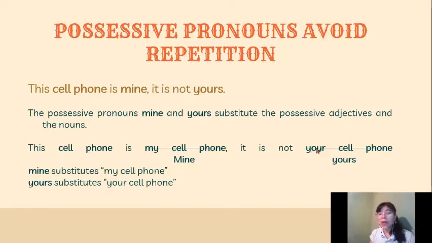Okay, so by putting this pronoun instead of the phrase my cell phone, and by putting this pronoun instead of the whole phrase your cell phone, we can avoid a lot of repetition. Why? Because we already know we're talking about a cell phone. Okay, so there's no need to repeat the word cell phone again and again. Okay, so that is how we're going to use the possessive pronouns instead of noun phrases.